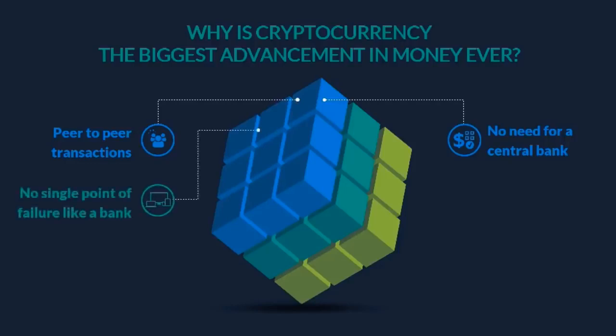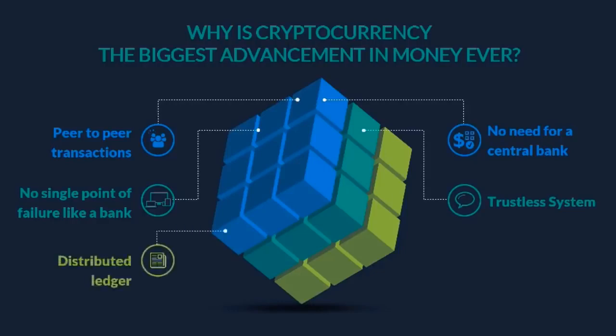And it also has no single point of failure, where if a bank says you don't get to access your money, you don't get to touch it. And that really screws people up. You're messing with my money, you're messing with my emotions. So blockchain is also a trustless system, and it's because of this distributed ledger.